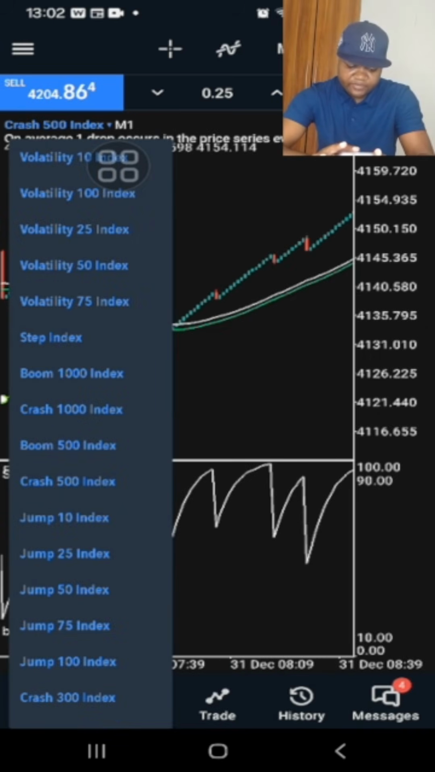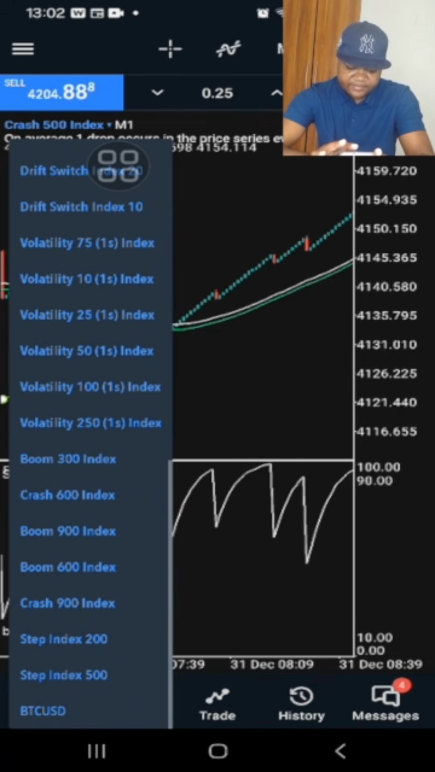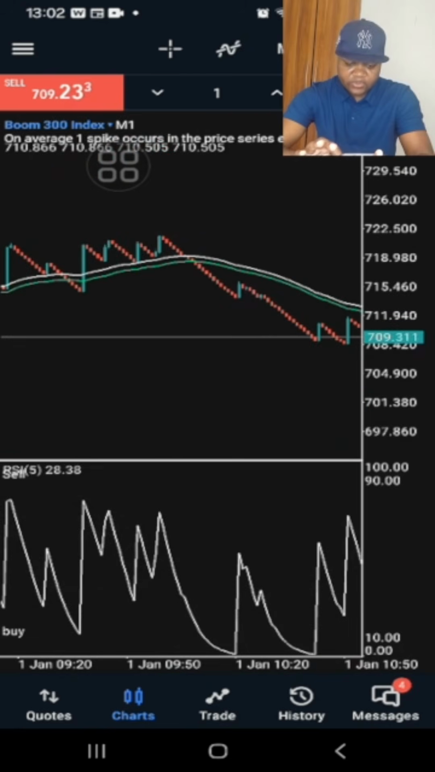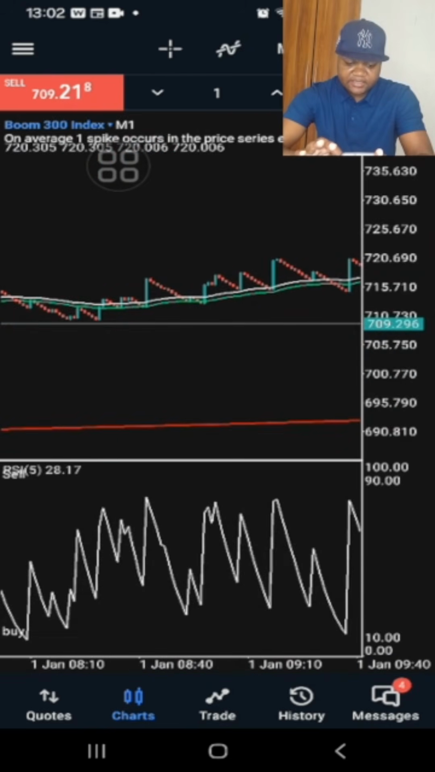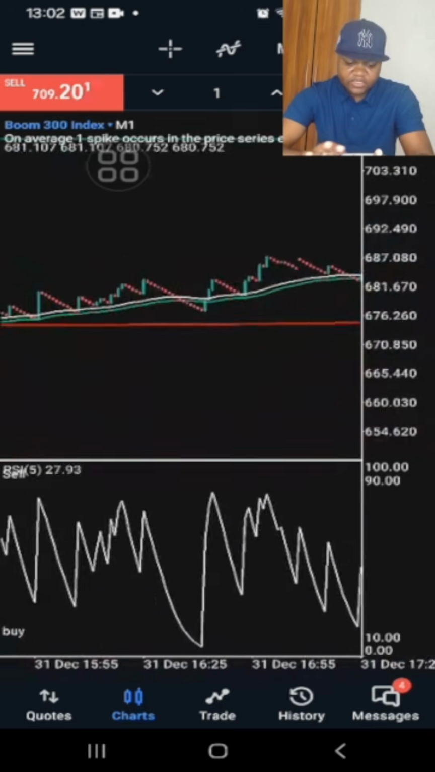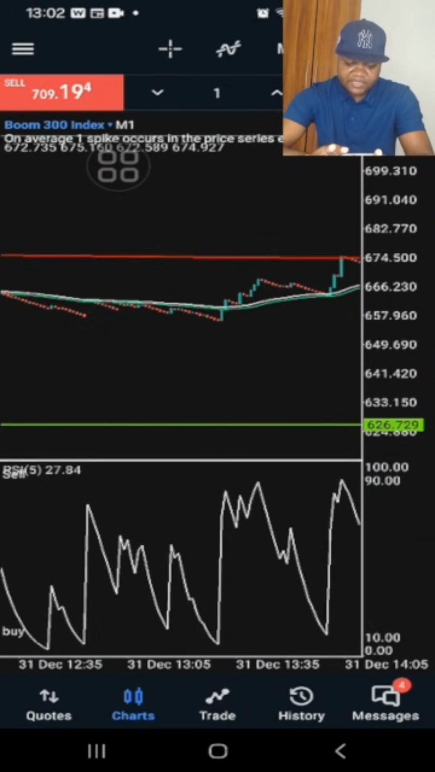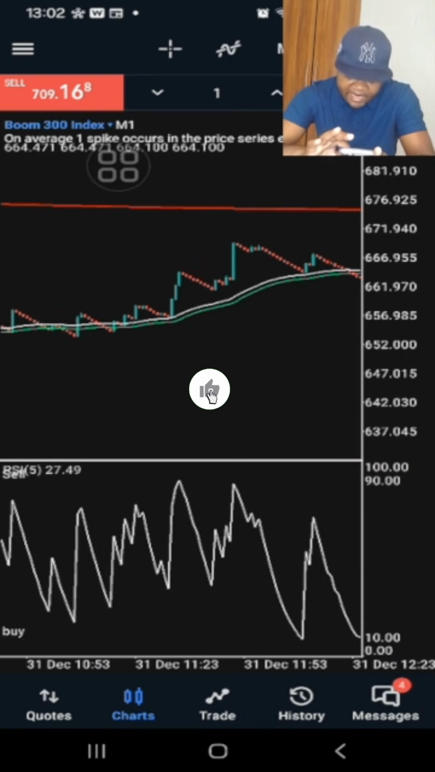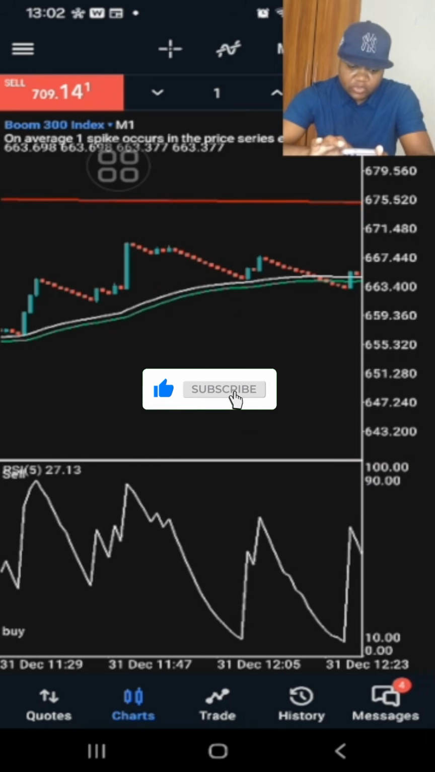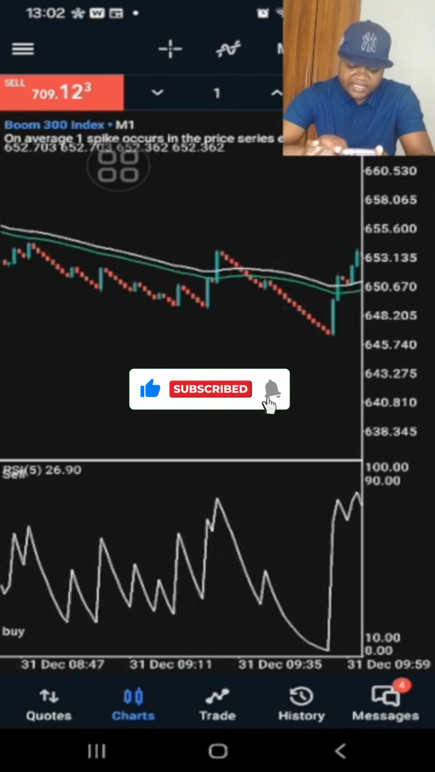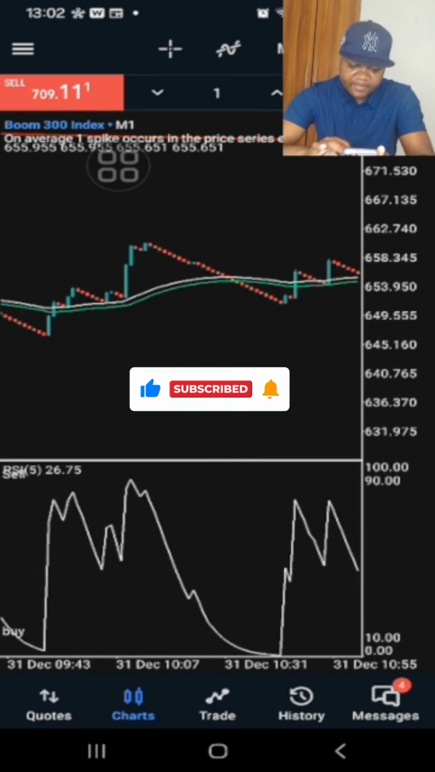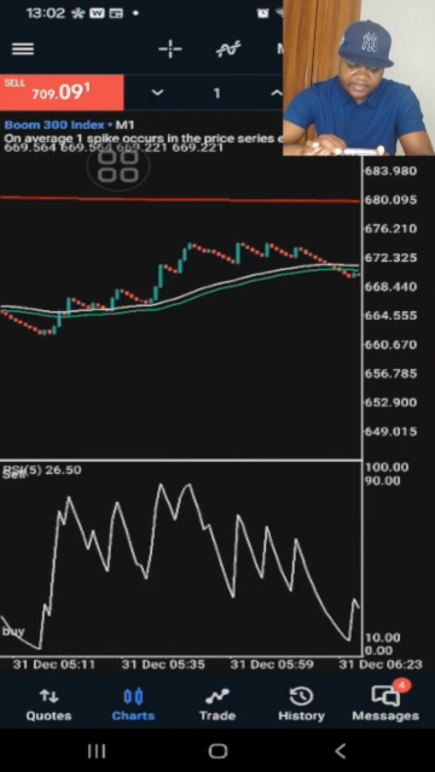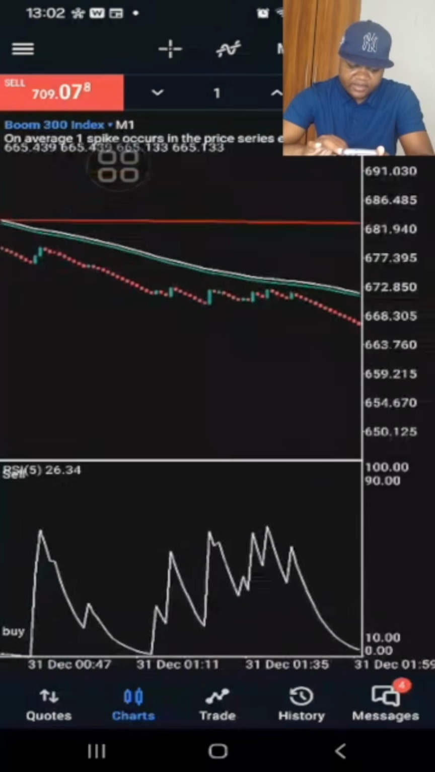Let's look at Boom 300. Okay, so in Boom, we're going to be selling Boom 300. So we want the candles to be below our trend filter, which is that red line. And then we're going to wait for the second condition. Let's look for these conditions.